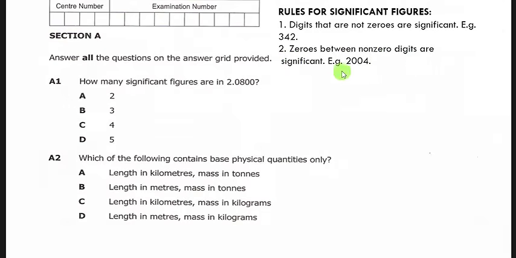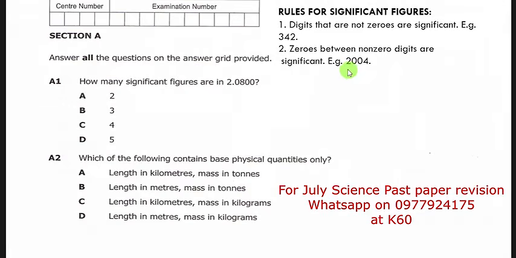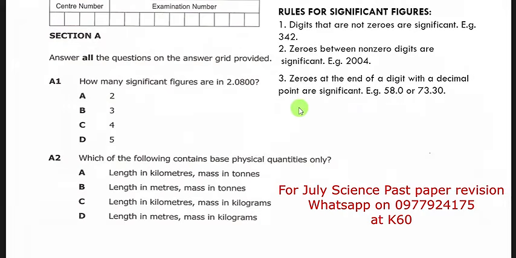For example, we have 2004. We have 2 zeros in between 2 and 4, so these 2 zeros are significant. So in this number 2004, there are 4 significant figures. Another rule says zeros at the end of a digit with a decimal point are significant.